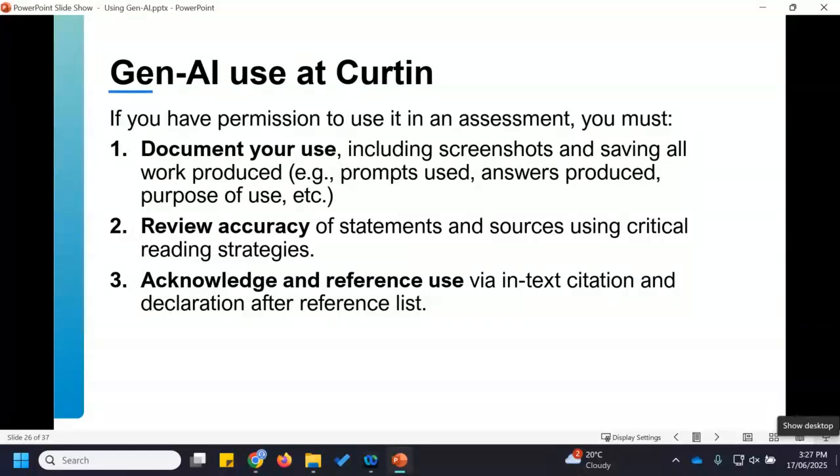And then you need to acknowledge and reference the use via both an in-text citation and a declaration after your reference list. So the same way you would reference articles or websites, AI has its own referencing as well. I'll show you where to go for that.